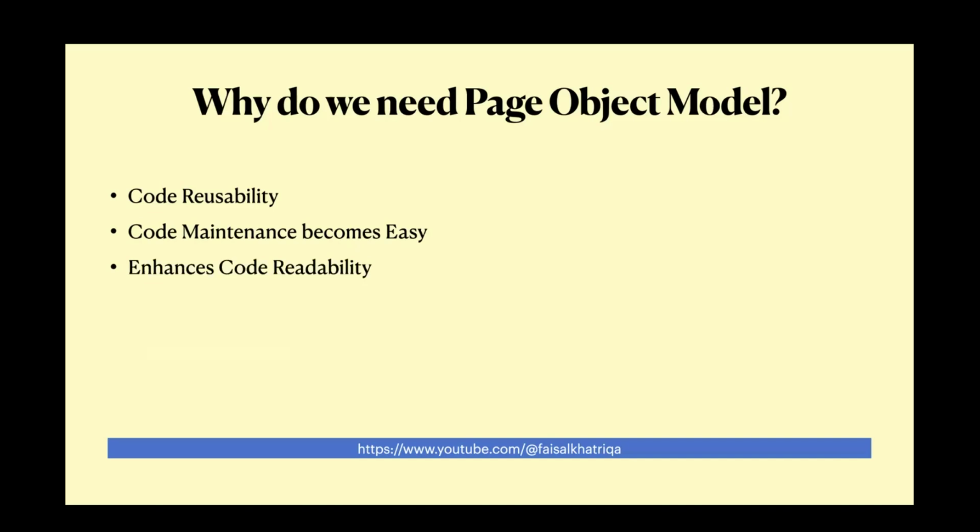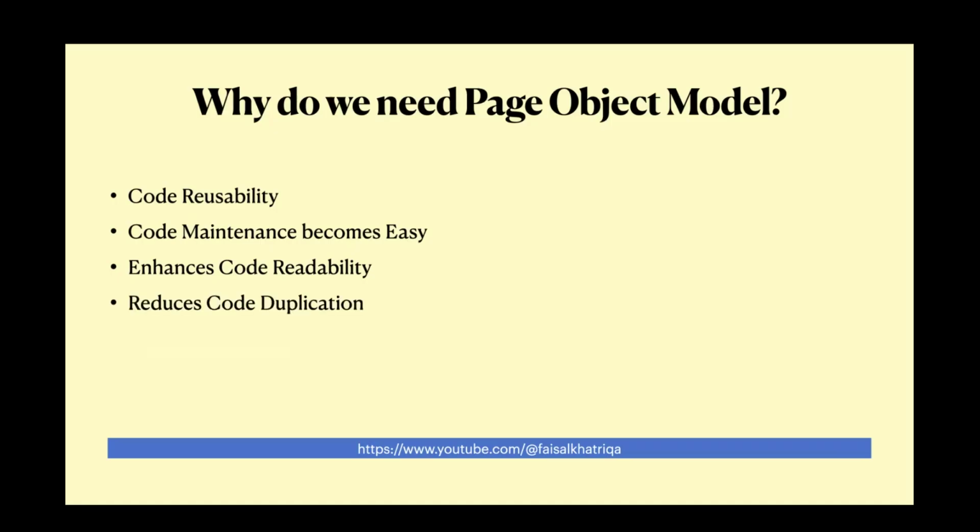Enhances code readability. By creating separate page object classes for each screen, the test logic is kept separate from the locators and interaction methods. This keeps tests clean and focused on validations, improving readability and allowing team members to easily understand the functionality under test without getting confused by the technical details of the web page.